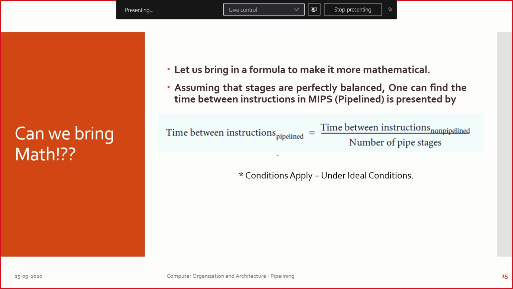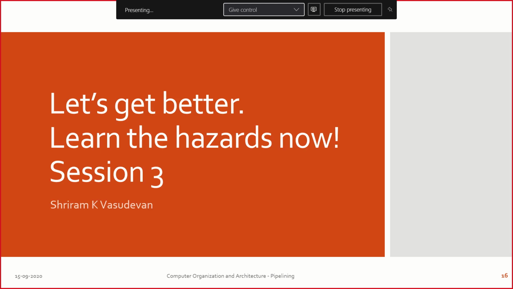Now let's go with the formula. We need to understand how we calculate the time between instructions. The time between instructions for pipelined architecture is calculated as the time between instructions in the non-pipelined architecture divided by the number of pipe stages. That's all. Just remember this formula, and we will use it sometime later.